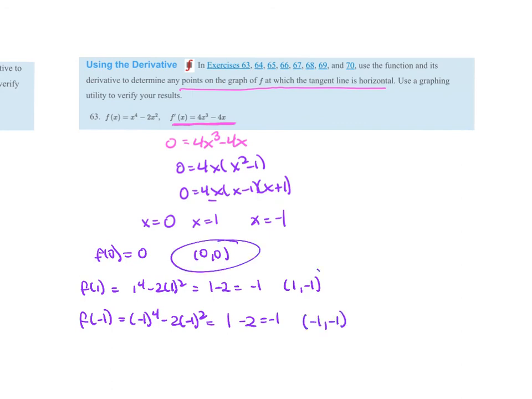So these are the 3 points of f at which the tangent line is horizontal. You could graph it on Desmos and verify that as well. So hopefully this helps you out with numbers 65 and 67.